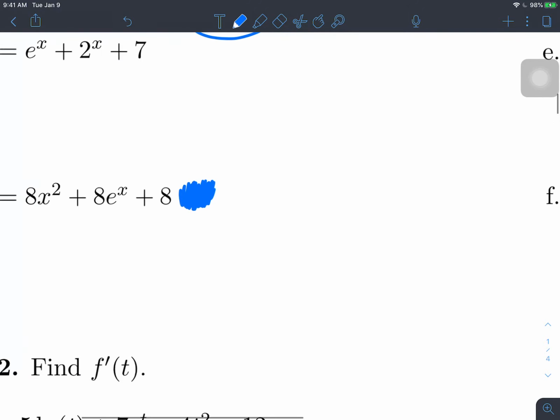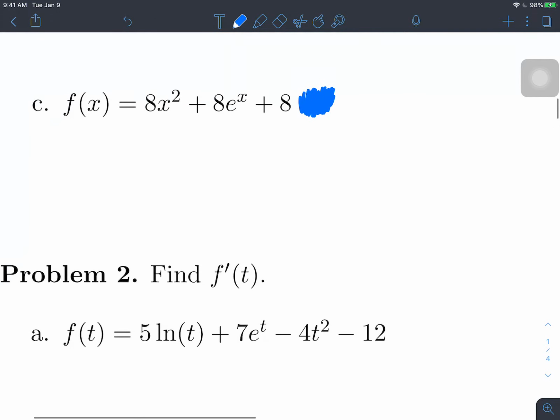All right, let's try this one. We want to do the derivative of 8x squared plus 8e to the x plus 8. Okay, who can tell me how I'm going to solve this derivative? Or maybe some of the rules that I'll use along the way. Just give me some kind of information to get me started on this.